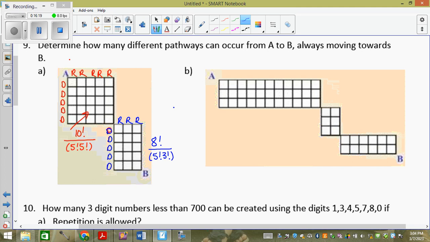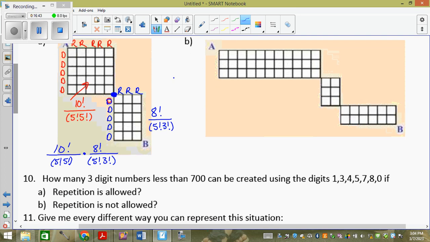Is it "and" or "or"? And. I also told you, if you remember, to put a dot attaching them; that's a hint you multiply. So we would end up having 10 factorial over 5 factorial, 5 factorial, times 8 factorial over 5 factorial, 3 factorial, and then you get your answer.